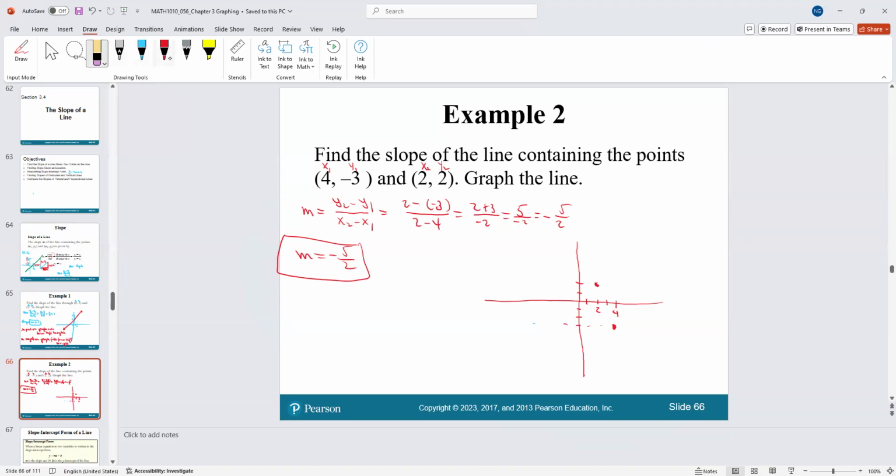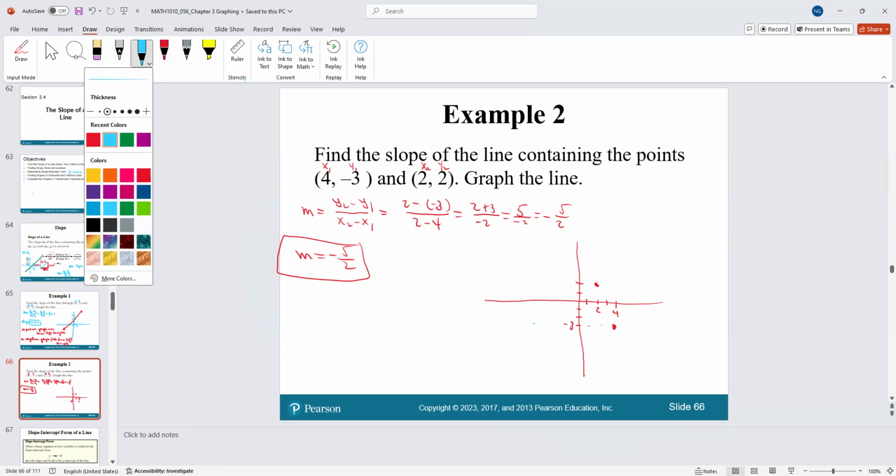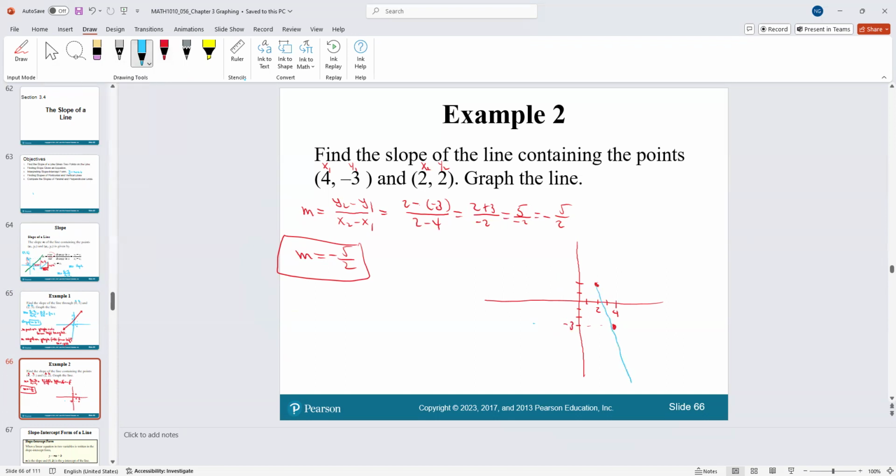All right. Now, when you look at this one right there, we have our point. We can go like going down like this if we want.